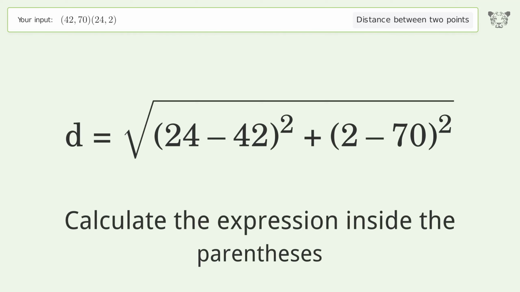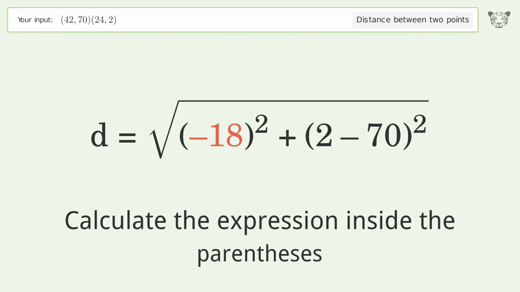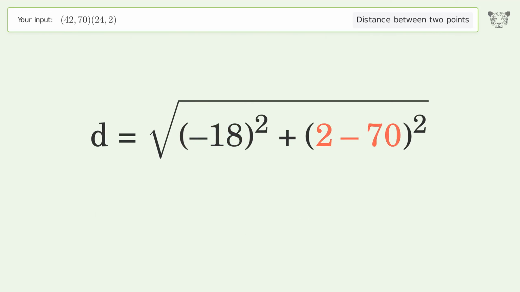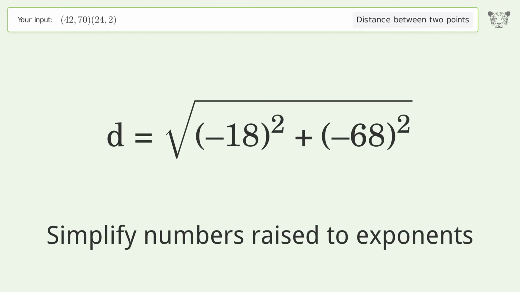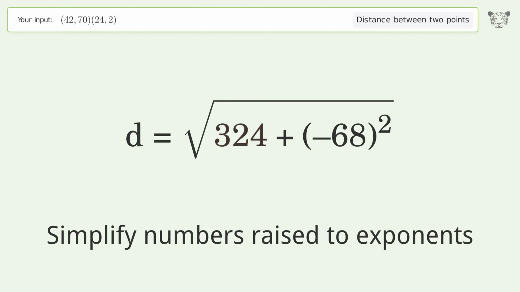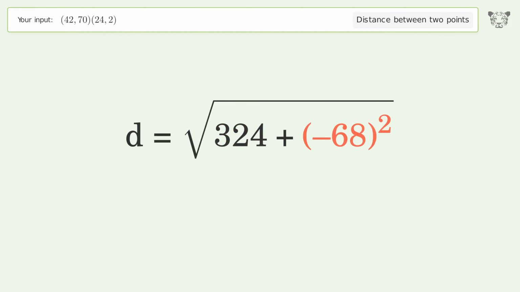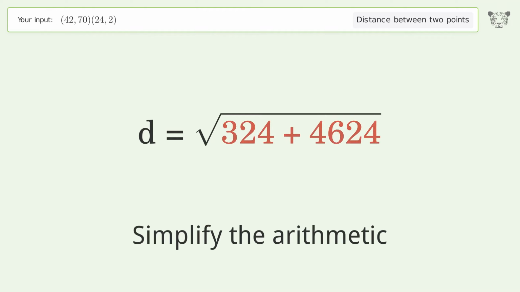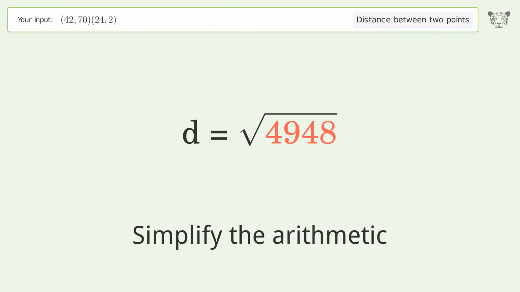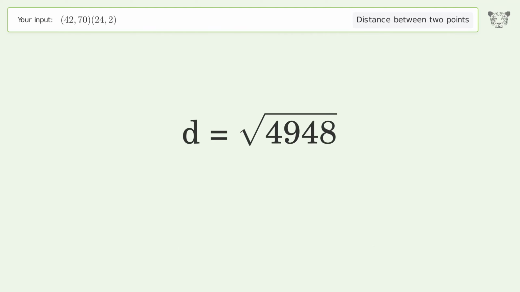Calculate the expression inside the parentheses. Simplify numbers raised to exponents. Simplify the arithmetic. And so the distance between the 2 points is the square root of 4,948, or 70.342.